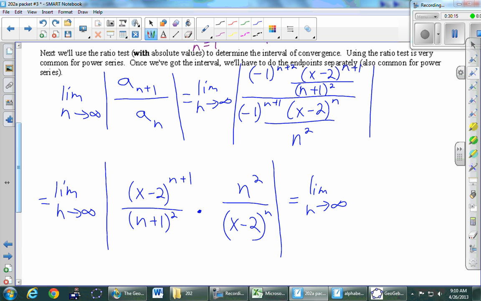So I'm going to split my fraction up. I'm going to split these two fractions differently. I'm going to split the x parts from the n parts. So over here, x minus 2 to the n plus 1 over x minus 2 to the n. And then the other fraction will have the squared things.